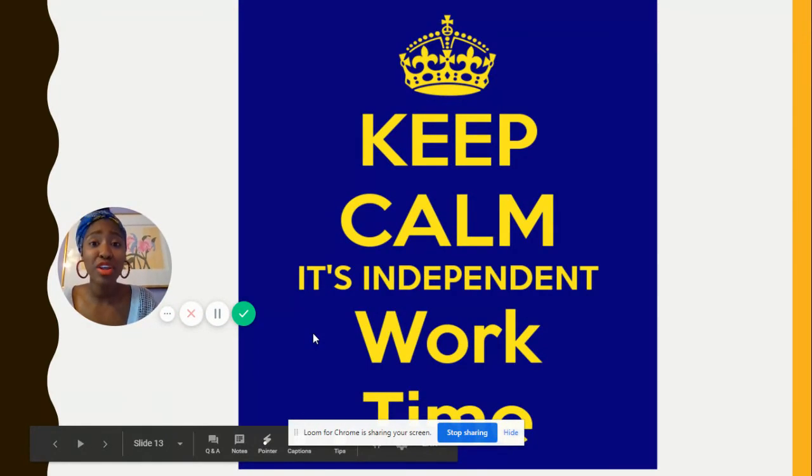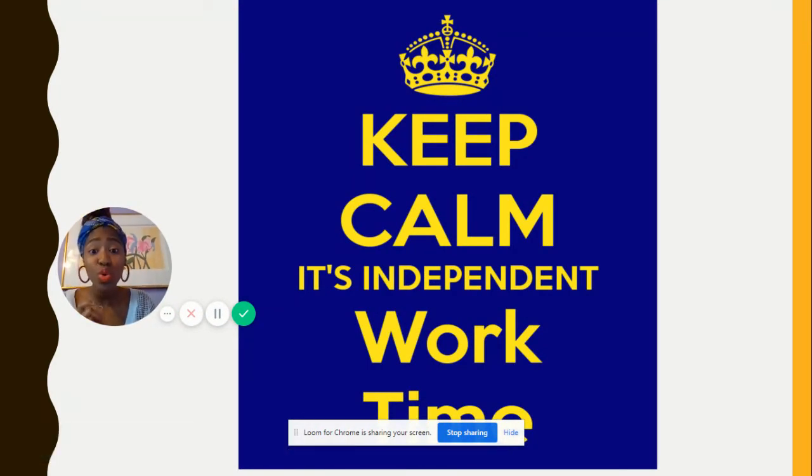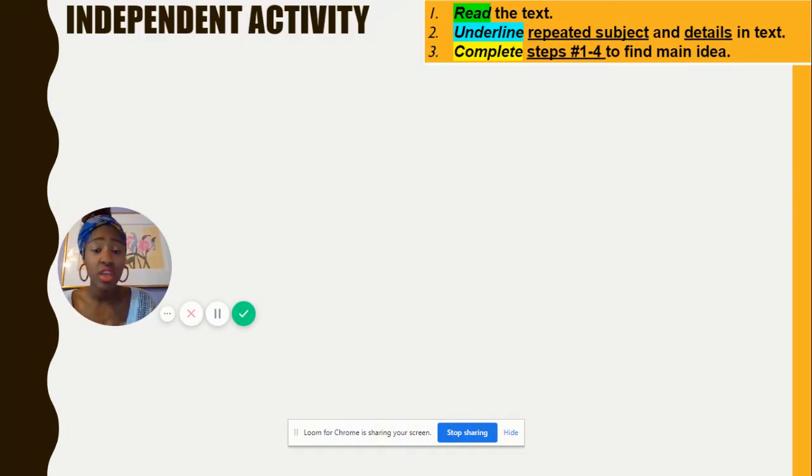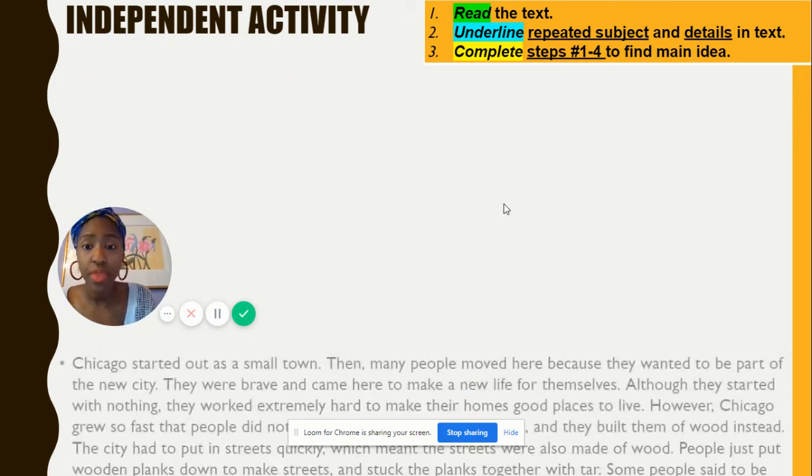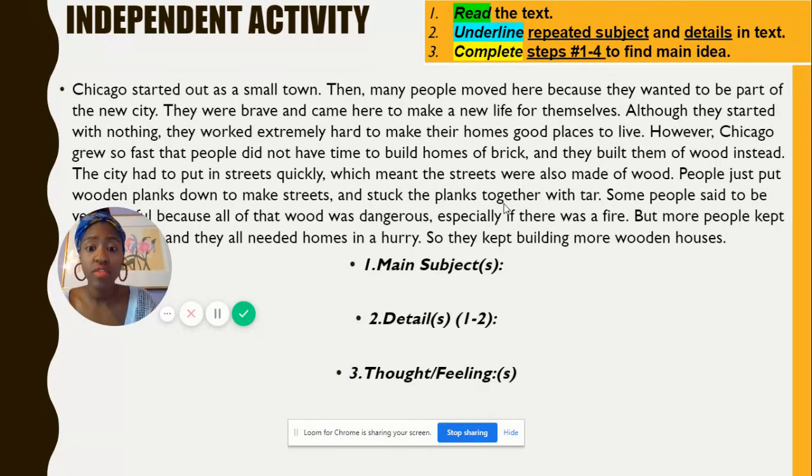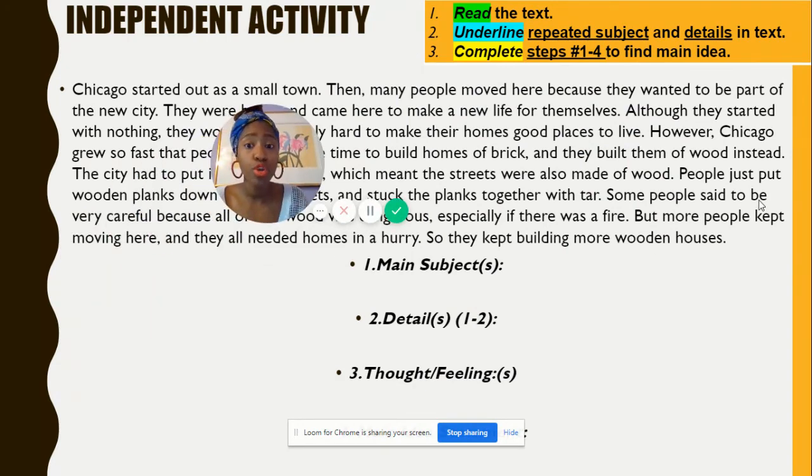Now, here you are going to do your independent work. So make sure that you stop this video, okay? Number one, you're going to read the text. Number two, you're going to underline the repeated subject and the details in the text. Number three, you're going to complete steps 1 through 4 to find the main idea. Now, if you're wondering where you're finding this, right here in the corner, make sure you read your directions, okay? So I'm going to go ahead and post everything, and here you have it, folks. This is everything you need for your assignment.